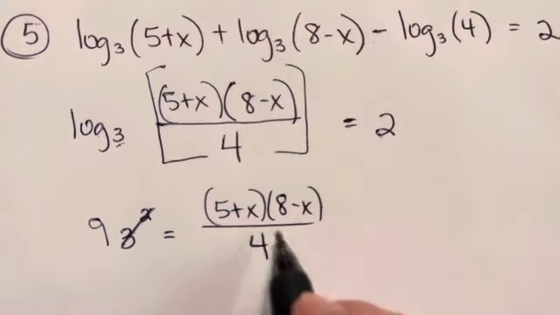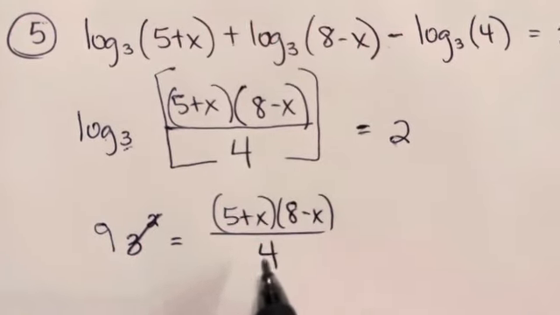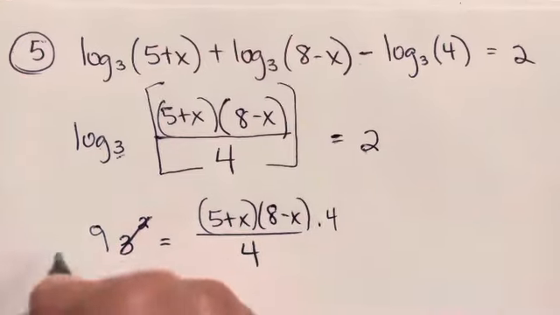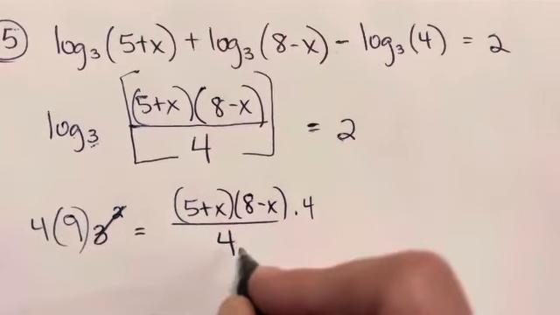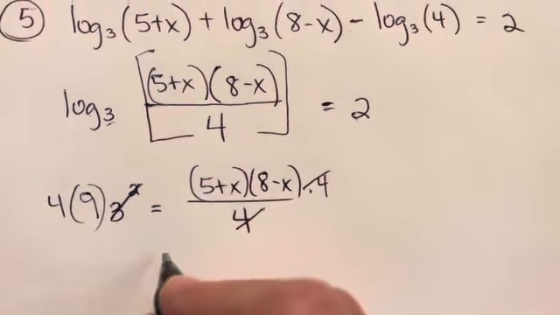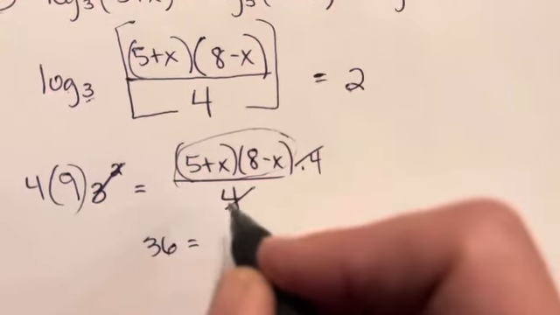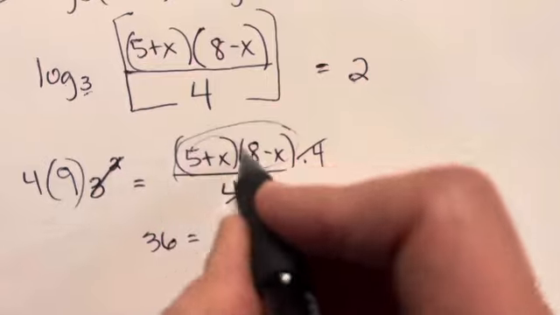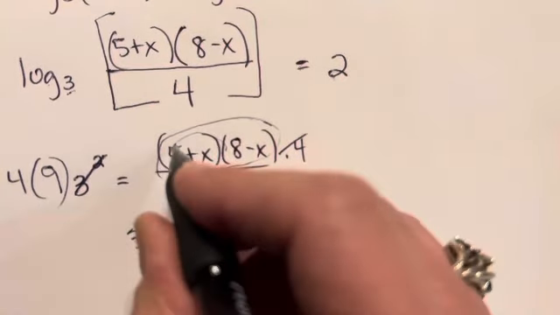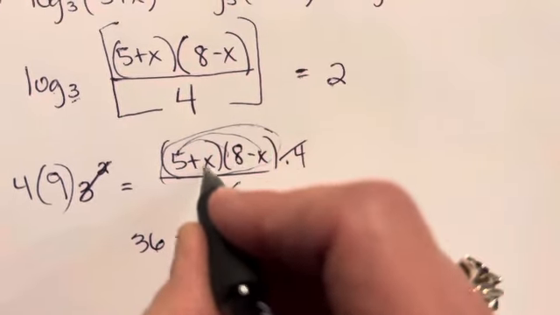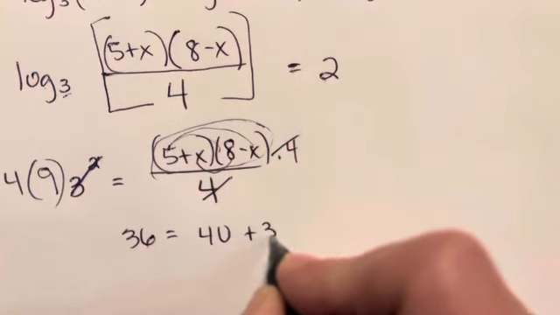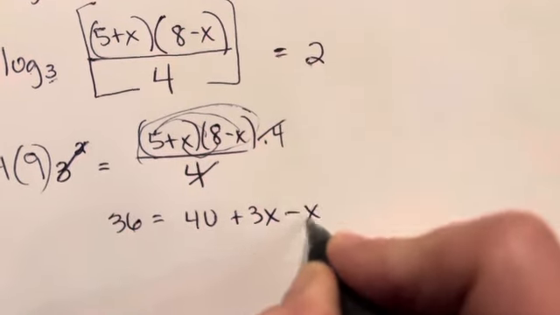I would get rid of my fraction. Remember, whatever's in the denominator, multiply both sides by it. So these cancel. 9 times 4 is 36. And so I've got this. Now, go ahead and FOIL it out. So 5 times 8 is 40. That gives me a negative 5x plus 8x, which is what, 3x, minus x squared.